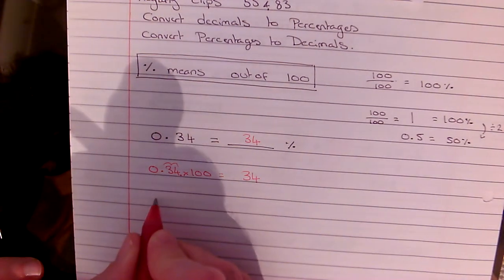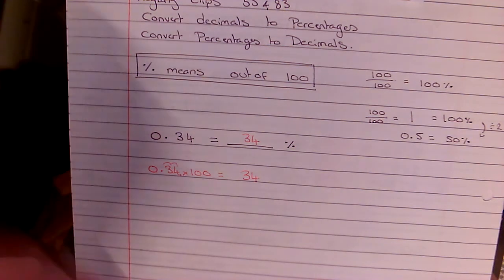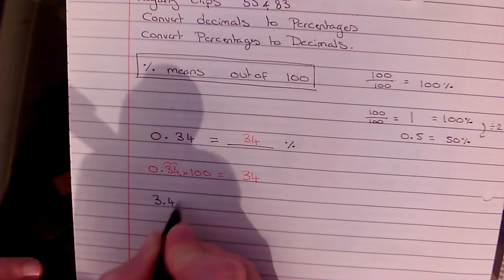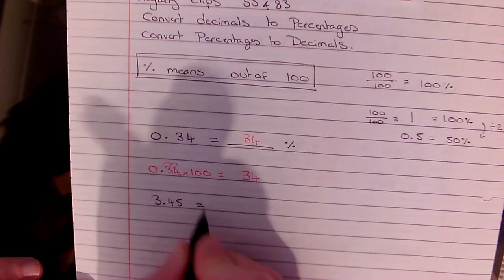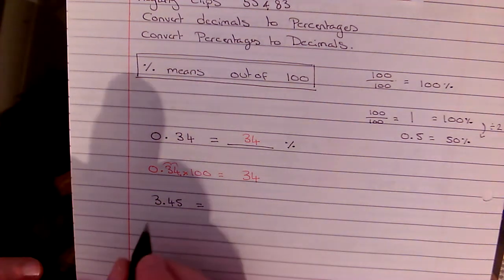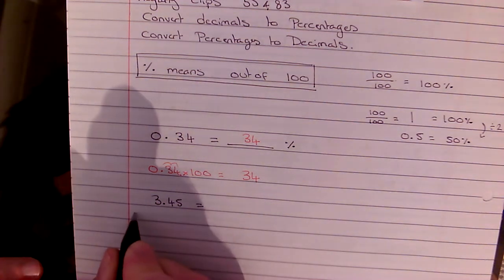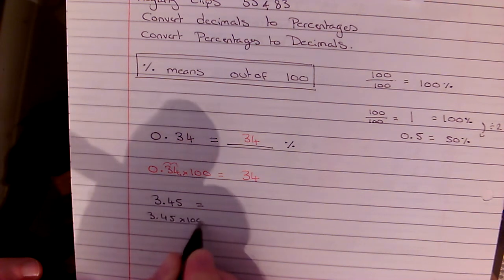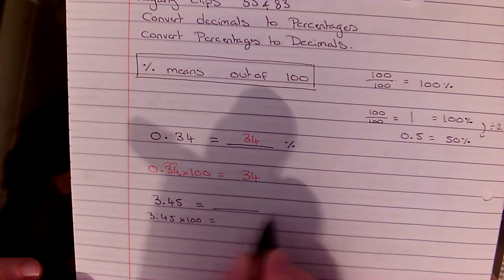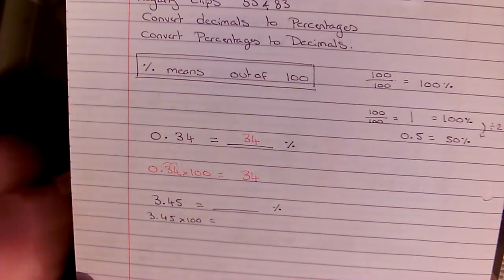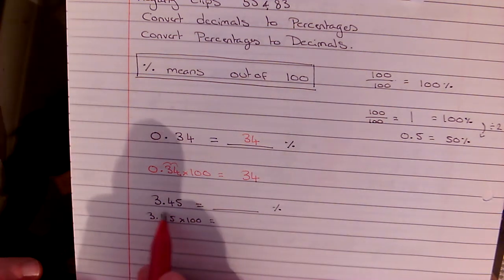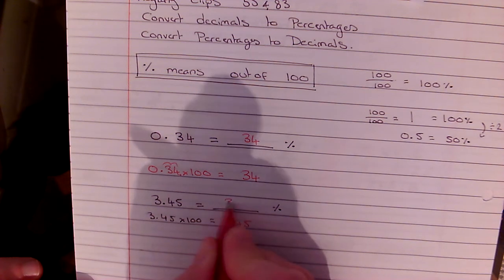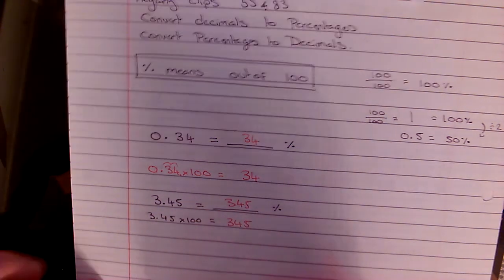Let's have a look at 3.45. That's my next one. So 3.45 as a percentage. Well, underneath we're going to do 3.45 multiplied by 100, because we need to know what the percentage is. Move the decimal point 2 spaces. It's 345. So my answer is 345%.